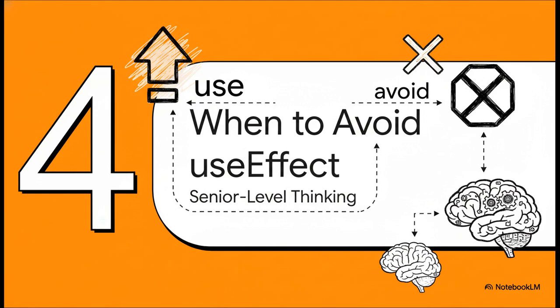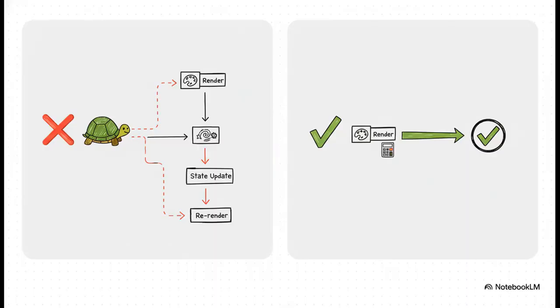Okay, so knowing how to use useEffect is crucial, but you know what separates a good developer from a great one? Knowing when not to use it. This is where we get into senior level thinking. Here's a super common anti-pattern, using an effect to calculate what we call derived state. Look at the bad example. We have a first name and a last name, and we're using a whole useEffect just to combine them into a full name state. This is so inefficient.